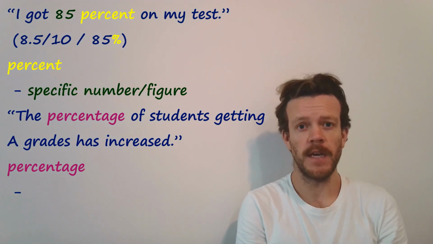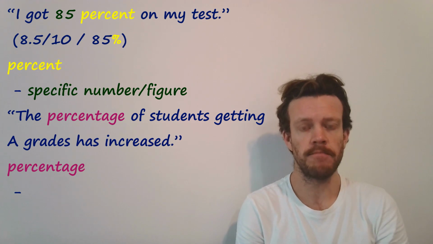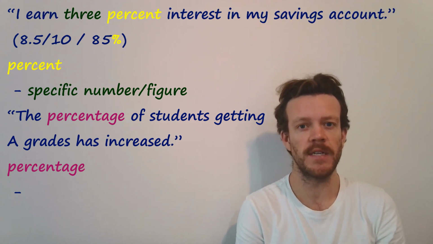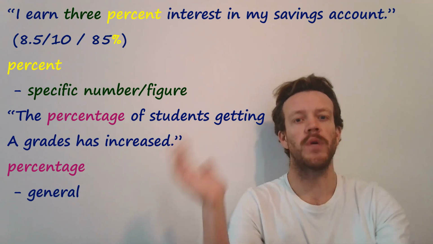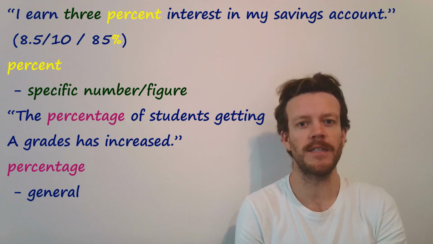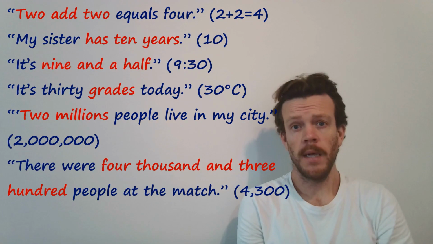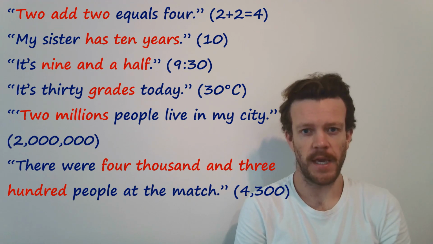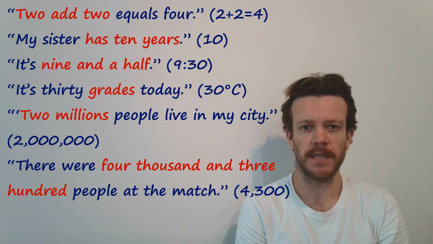And well done if you said we use percent when you're talking about a specific number. I got 85% on my test. I earned 3% interest in my savings account, whereas percentage is when you're talking generally. The percentage of students getting A's has increased. What percentage of people do you think have a car? So moving on, I'm going to show you some more mistakes which I hear. Just pause the video and see if you can correct any of them.